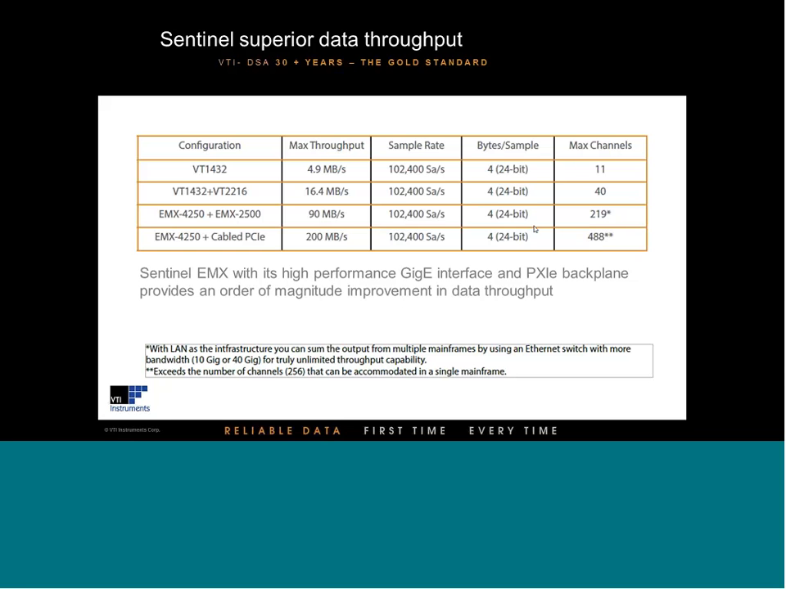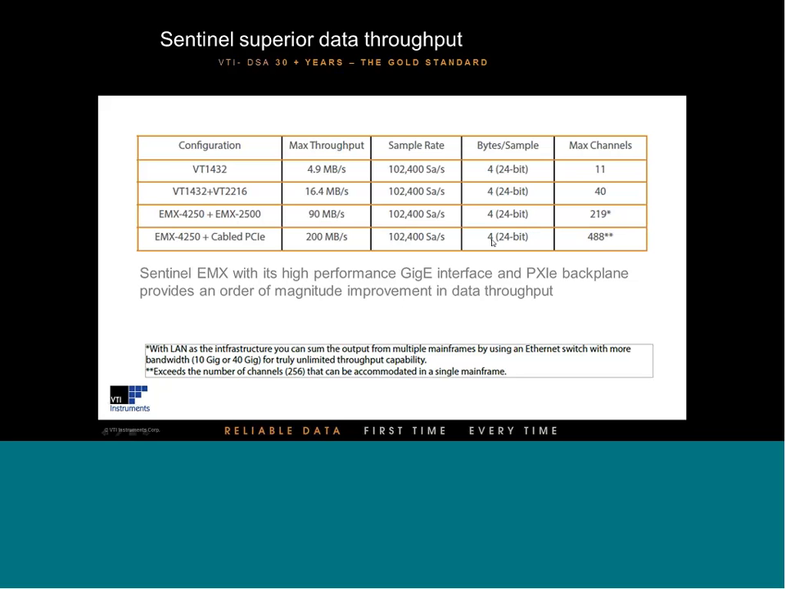With the EMX hardware, we get almost a complete order of magnitude improvement in that. So now, with the 4250 and using gigabit Ethernet, we get about 90 megabytes per second per chassis, which means that we can easily get up over 200 channels. And even with the other options that are available with PXIe, like cable PCI Express, we can get to systems that not only reach much higher channel counts, but are able to throughput data at much higher data rates.